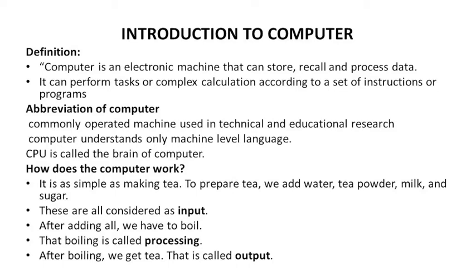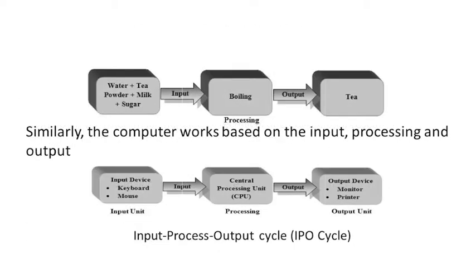After adding all those things, we have to boil. That boiling is called the processing. And after boiling, the tea is ready, and that is the final output. So similarly, the computer works based on input, processing and output.